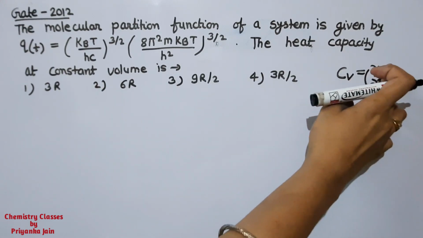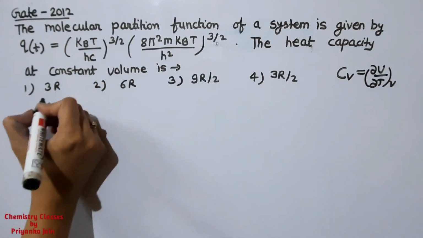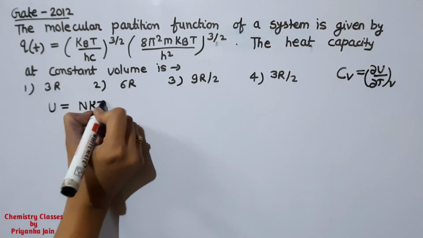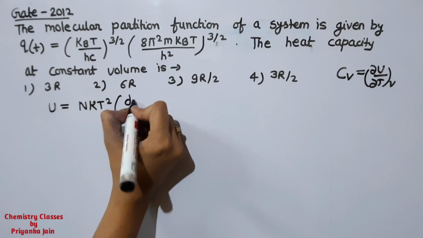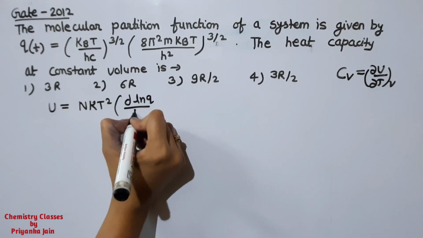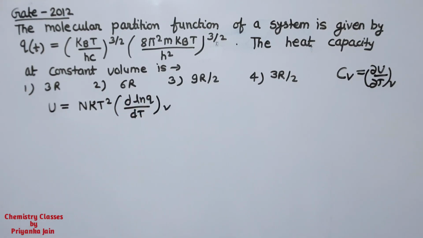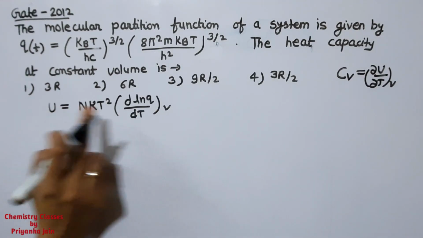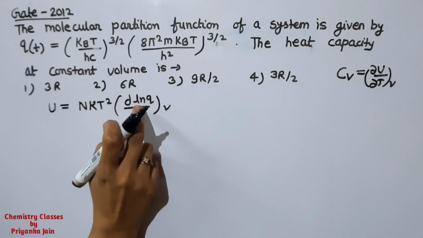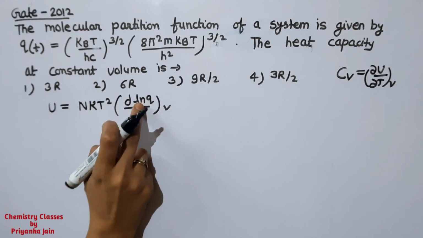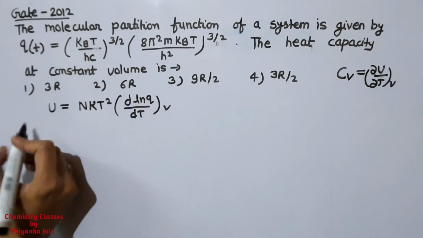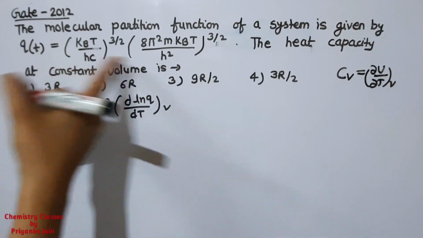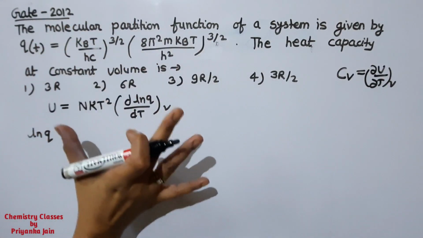For this we should know the internal energy, and I have already told you its formula, n kT square d ln q upon dt at constant volume, right? Now for finding out the value of u, we have to firstly find out the value d ln q upon dt. For this we have to take the logarithm of this partition function, right?